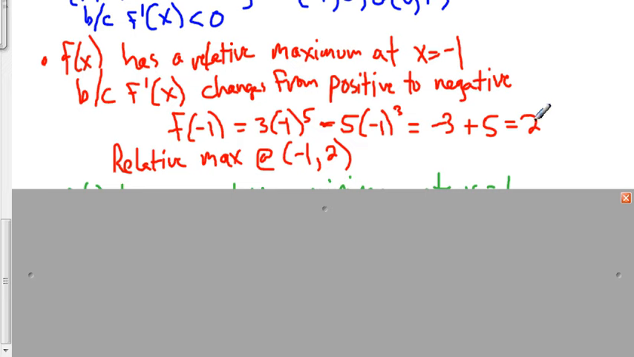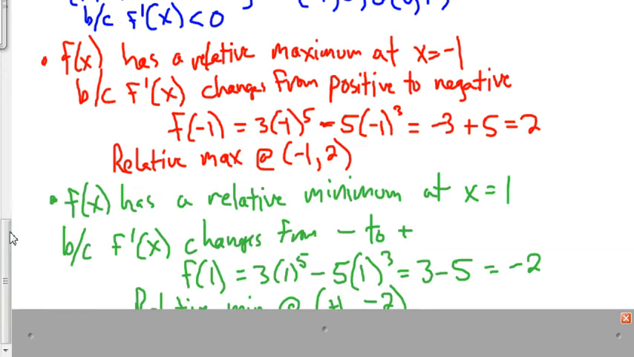So I put that into the original function. Negative 1, we get 2. So the relative max is at negative 1, positive 2.